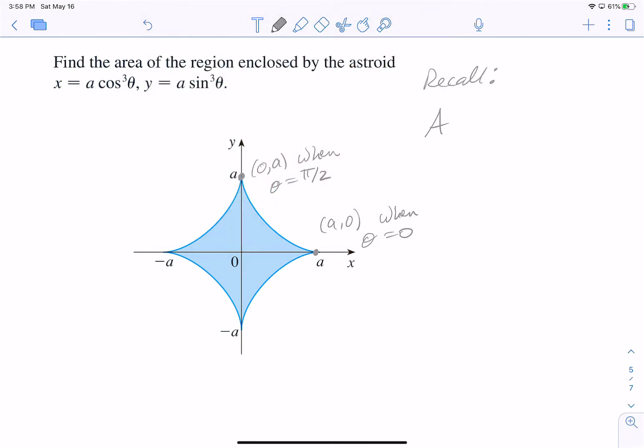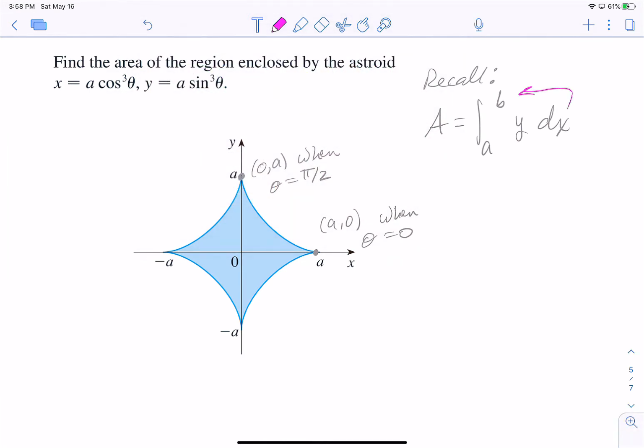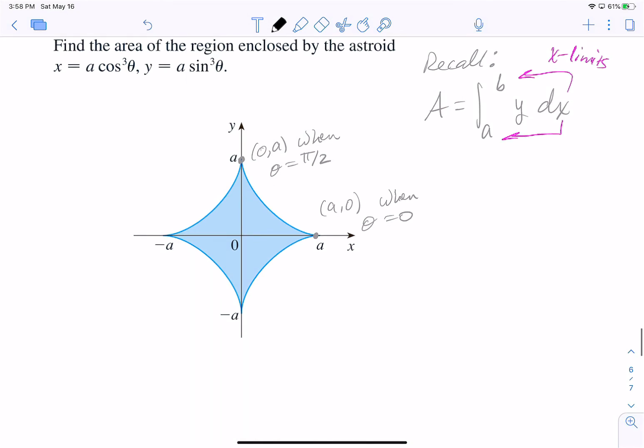Recall that area is given by the integral from a to b of y dx. It's really important to note that here a and b are x limits. We're going to set up our integral in theta, so we need to consider theta limits. Now we'll set that aside for the moment and work with the equations that we have.